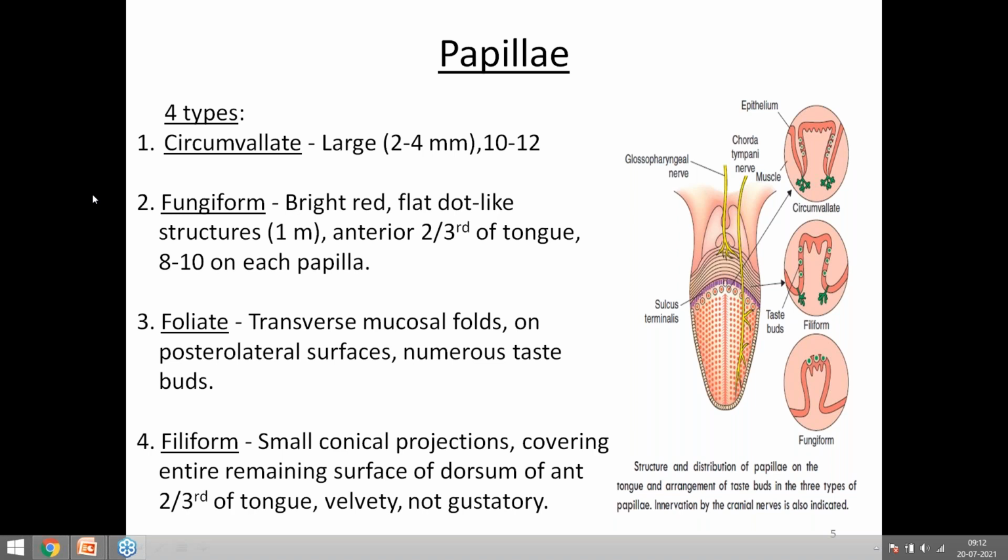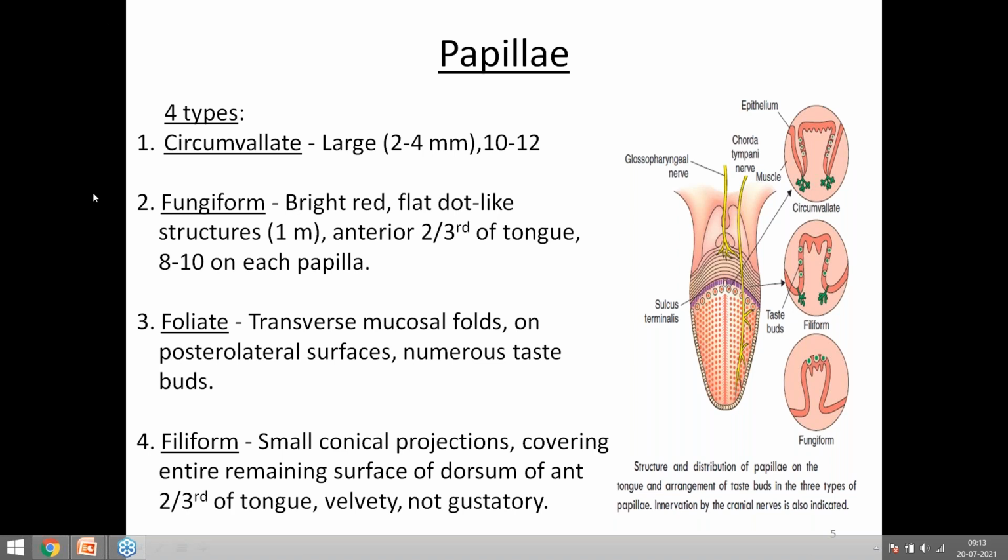Now, sulcus terminalis is a V-shaped groove. If you can see here on the diagram on right, it's a V-shaped groove with the apex posteriorly, which separates anterior 2/3 of dorsum of tongue from posterior 1/3. Okay, this is sulcus terminalis, and each circumvallate papilla is surrounded by a groove. Now 200 taste buds are located along sides of each circumvallate papilla.